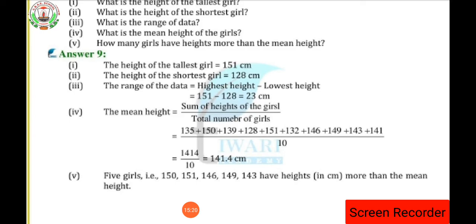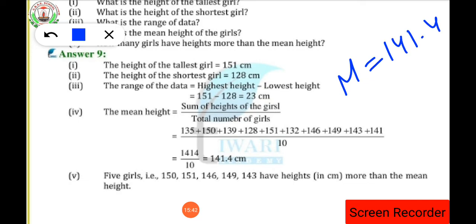Clear? Now the fifth part of the question is, how many girls have height more than the mean height? That means we have to compare. What is the mean height of a girl? That is 141.4 centimeter. This is the mean height we have, isn't it? So we have to compare this with the data.